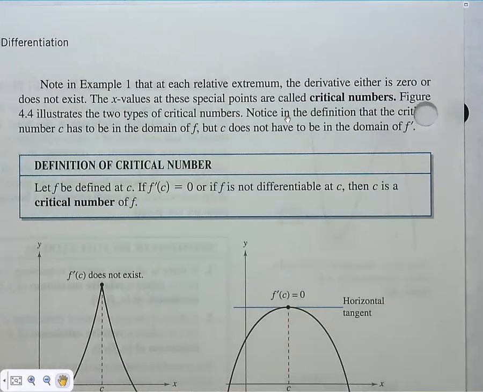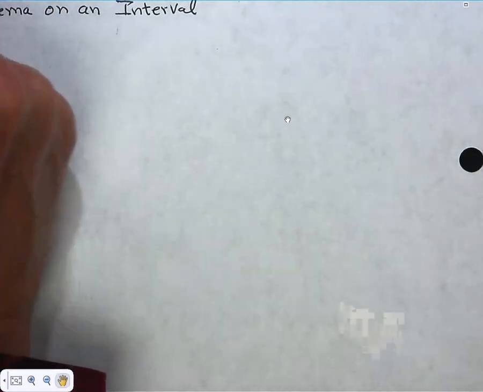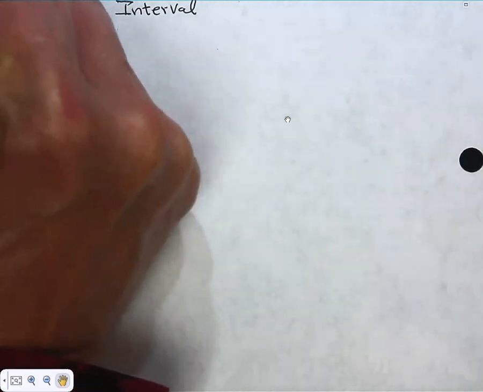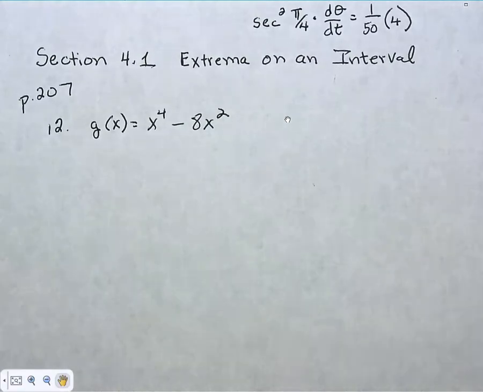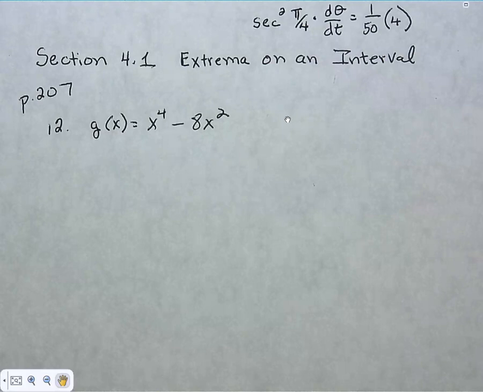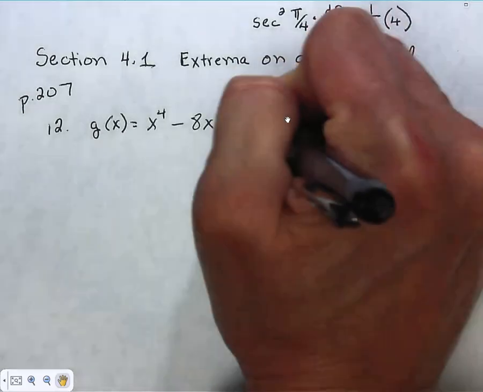All right, the next examples on page 207. Say find the critical numbers. And for example, number 12, we start off with a nice polynomial function. If I'm looking for critical numbers, then I'm aware that it has to be a number for which the function is defined, or a number in the domain of the function.